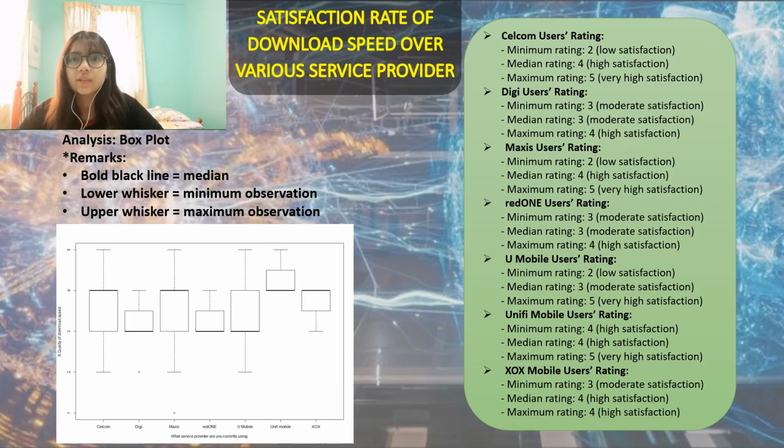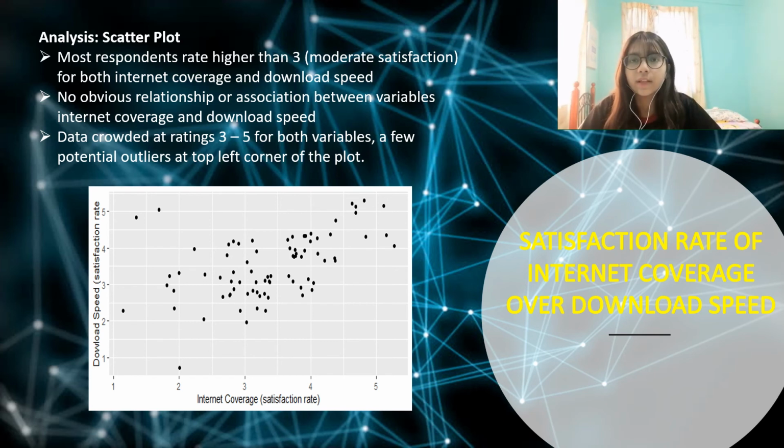The box plot below shows the satisfaction rate of download speed of various service providers. Service providers with high satisfaction rate are Celcom, Unify, Maxis, and XOX Mobile. The rest of the service providers have a moderate rating by their users. This scatter plot is based on the satisfaction rate of internet coverage over download speed. As we can see, most of the respondents rate higher than 3 for both internet coverage and download speed. The data is crowded at 3 to 5 ratings, and there are potential outliers at the top left corner of the plot.